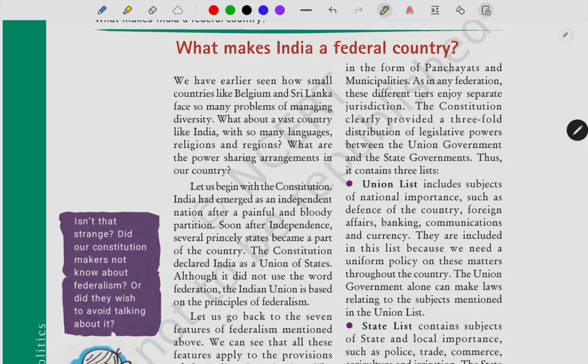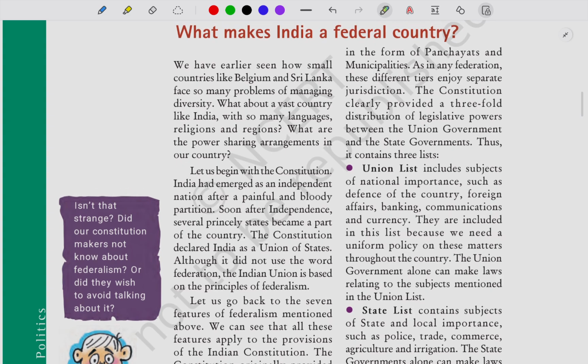We have earlier seen how small countries like Belgium and Sri Lanka face so many problems of managing diversity. What about a vast country like India with so many languages, religions, and regions? What are the power sharing arrangements of our country? Let us begin with the constitution. India had emerged as an independent nation after a painful and bloody partition. Soon after independence, several princely states became a part of the country.